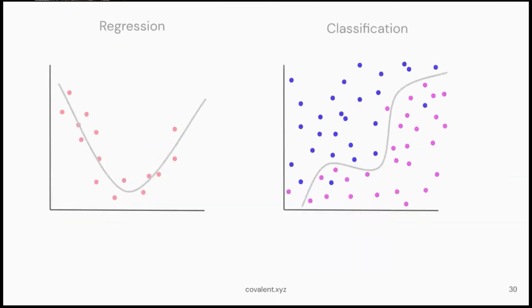Okay, so there's two main kinds of machine learning problems. There's regression, which is what we've seen so far, which is fitting a model to data. And there's classification, which is taking features of the data and predicting what label it corresponds to.